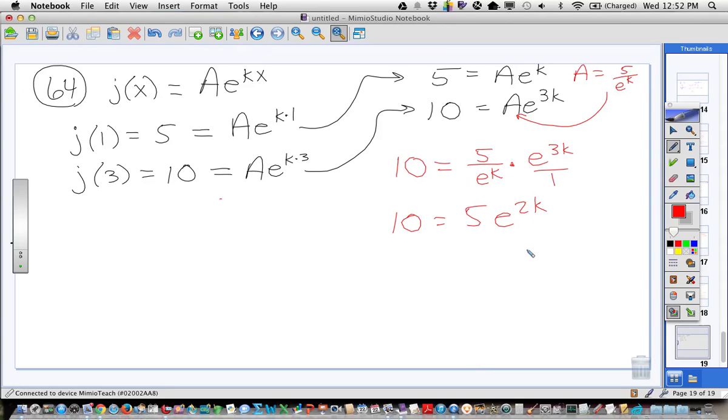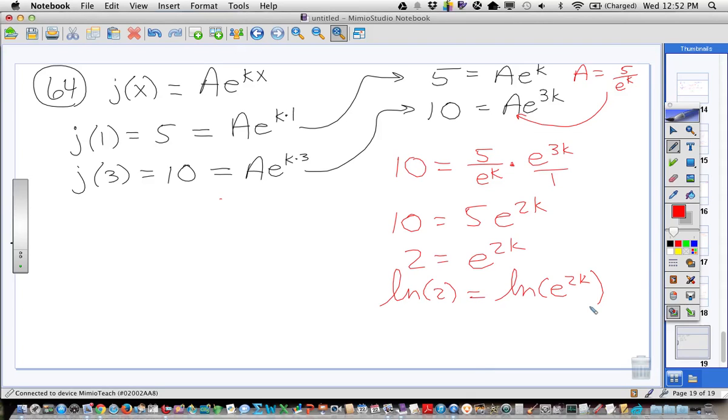Well, now we can solve for k, just like what we've been doing. So we divide the 5 over there, we get 2 equals e to the 2k. Do the log of both sides. We get ln 2 equals ln e to the 2k. Now you start doing enough of these, and you start realizing when I do the ln of this side, what am I going to get?